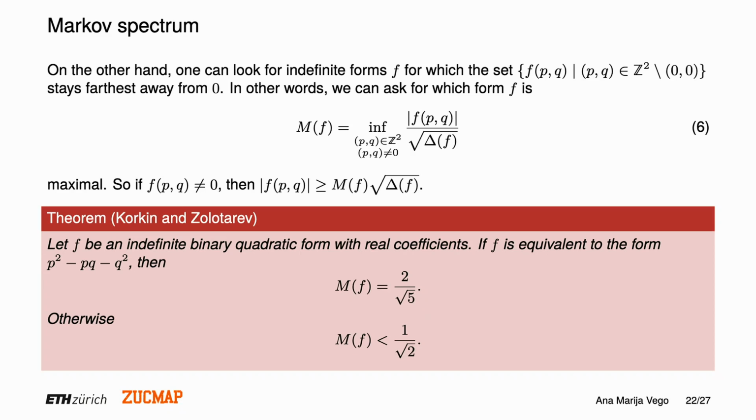So, and why is this useful? This is useful because if we have that f of pq is not 0, then we can bound the quadratic form from below by this constant m of f times the square root of the discriminant.